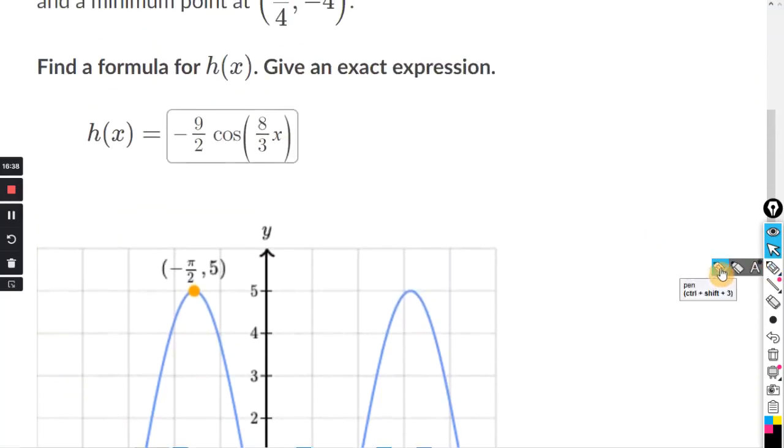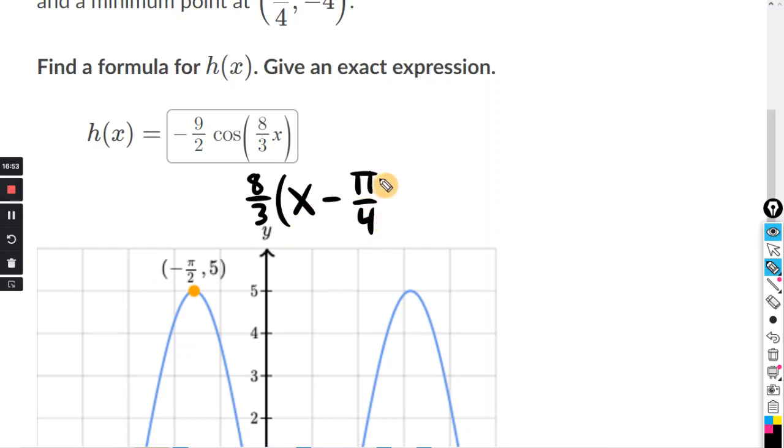All right. Now here comes the tricky part. We're subtracting pi/4. So this needs to be 8/3 parentheses x minus pi/4. All right. Now that's not the form we have it in because the 8/3 is inside the parentheses. So we simply need to distribute. 8/3 times x is 8/3 x.